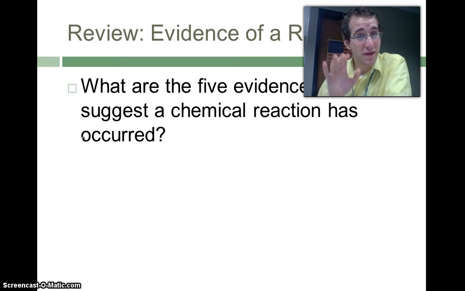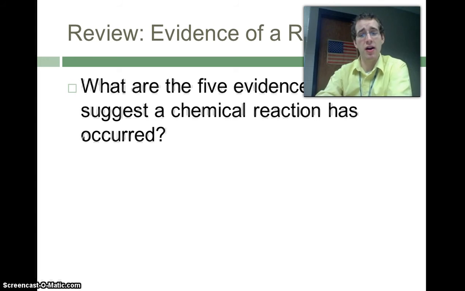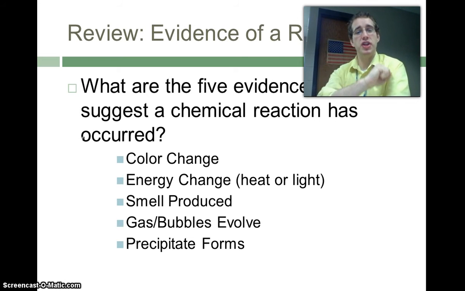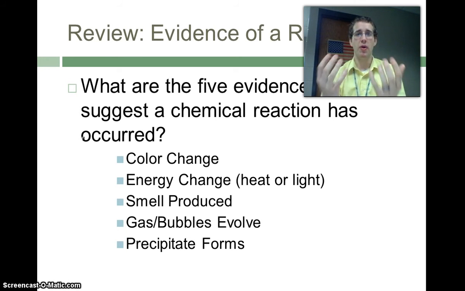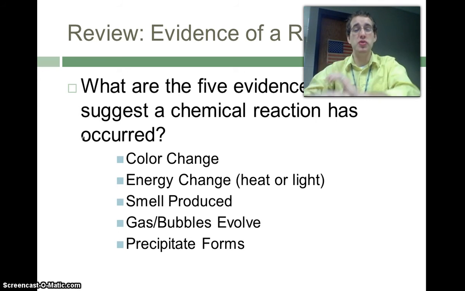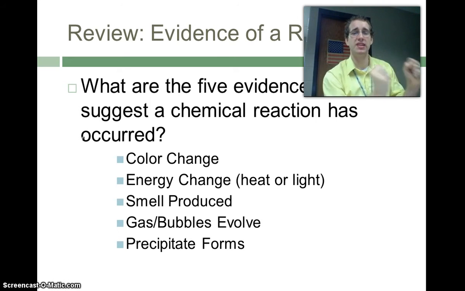Welcome back. Those 5 indicators of chemical change are color change, energy change, either through heat or light, a smell being produced, gas bubbles evolving, or a precipitate forming. Now, if you remember, precipitate is a formation of a solid. You had 2 liquids, you didn't change the temperature, you put them together, and a solid particle came out. If you see one of these 5 signs, that means a chemical change has occurred. You started with the substance and it has created something new.